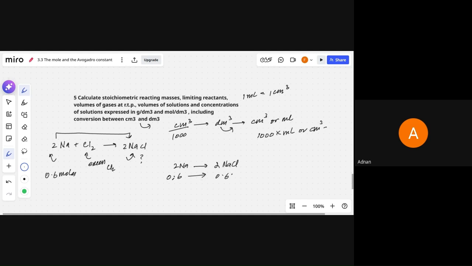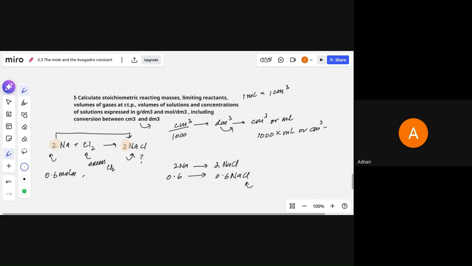When you cross multiply, 0.6 times 2 divided by 2, you get 0.6. So this will be the answer: if we use 0.6 moles of sodium, we will get 0.6 moles of sodium chloride, because the mole ratio is the same.